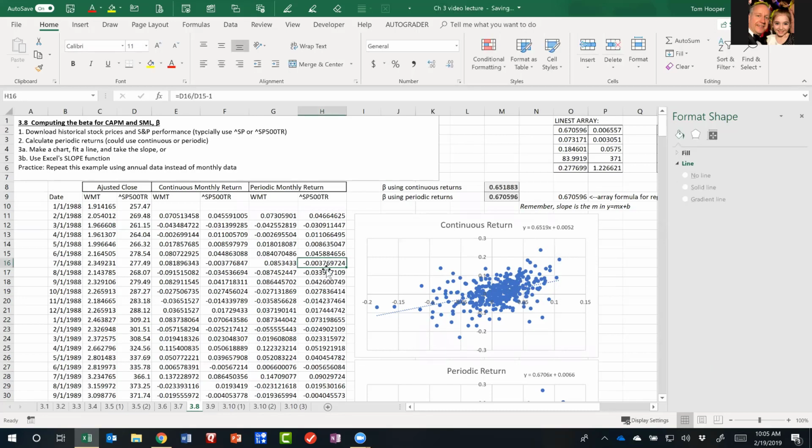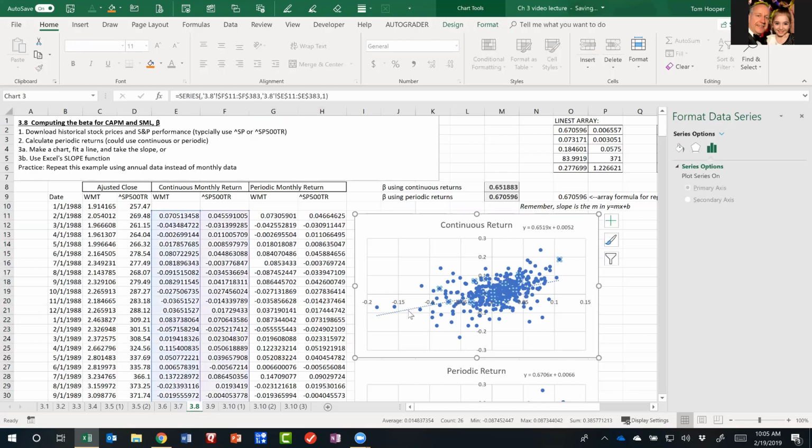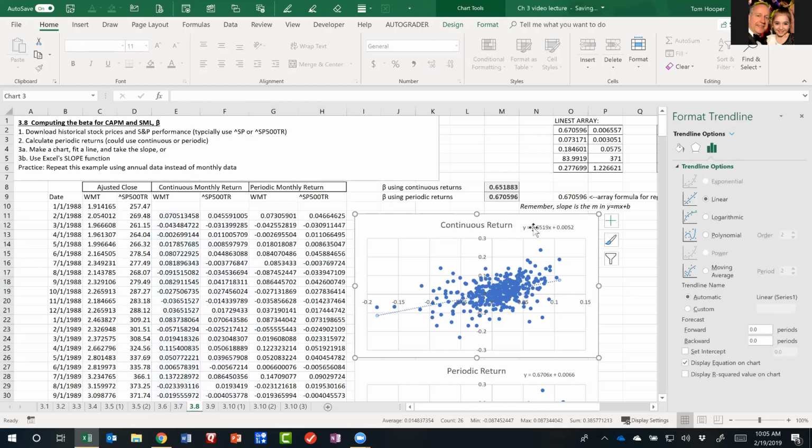So in a nutshell, how we get this: we download the stock prices, we calculate the return of each for each period, we cross-plot them, we add a trend line, and we look at the slope of that trend line.